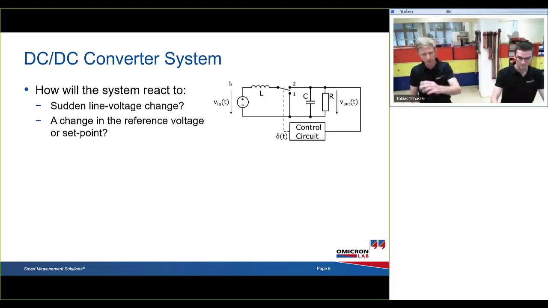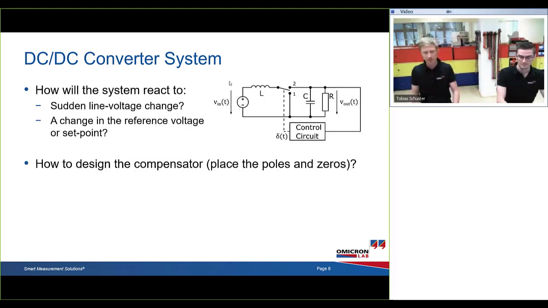So if the input voltage changes, how will the output voltage change? Or if the duty cycle changes, how will the output voltage change? So those are the questions that we want to answer by analyzing the dynamics of the system. Then, of course, this is also correlated to how to design the compensator, how to place the poles and the zeros such that you get the desired dynamic behavior.